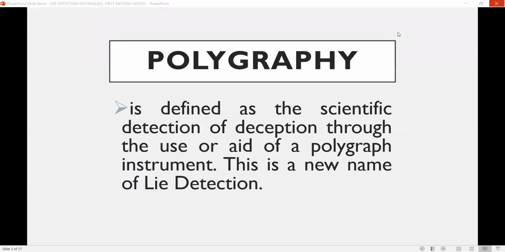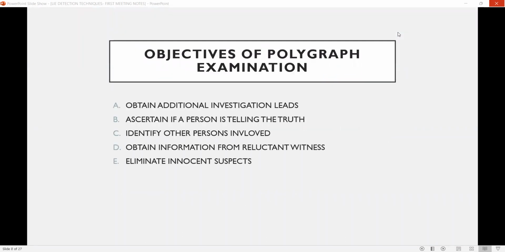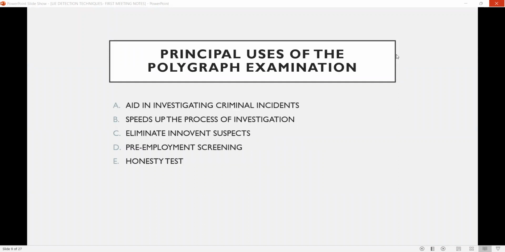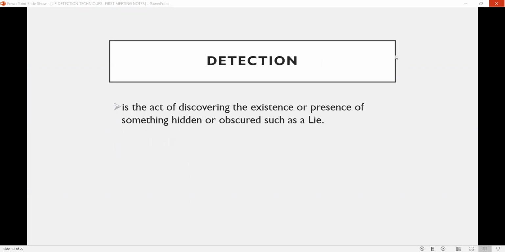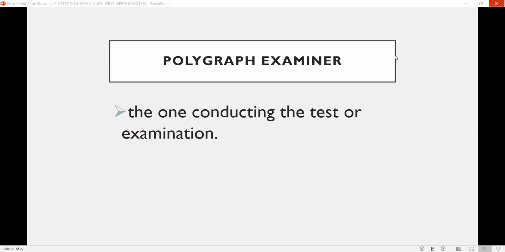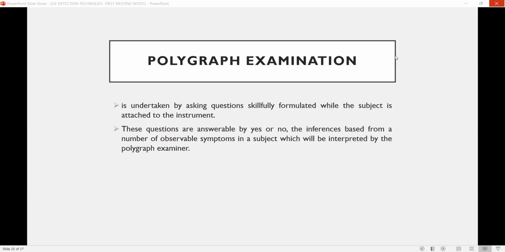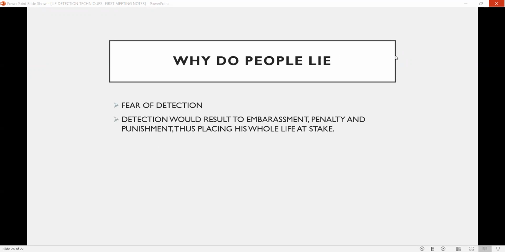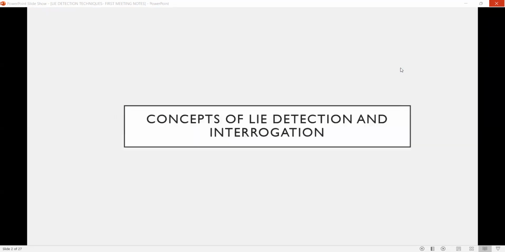Okay, so today we'll discuss what is polygraphy, polygraph, lie detector, concepts of polygraph examinations, objectives of polygraph examination, principal uses of polygraph examination, significance of understanding lie detection, lie, deception, detection, fear, stimulus, reaction, response, normal tracing, subject, polygraph examiner, difference between admission and confession, chart or polygraphs, then polygraph examinations. And also the reason why people lie or resort to lie. Okay, so let's go back.